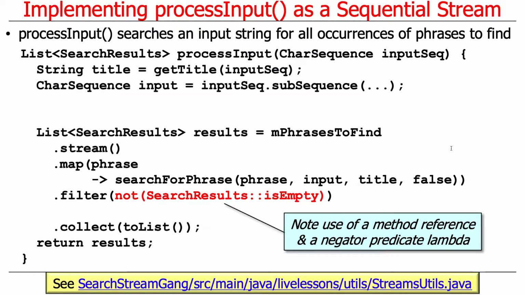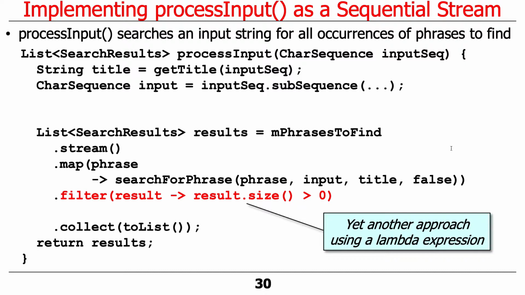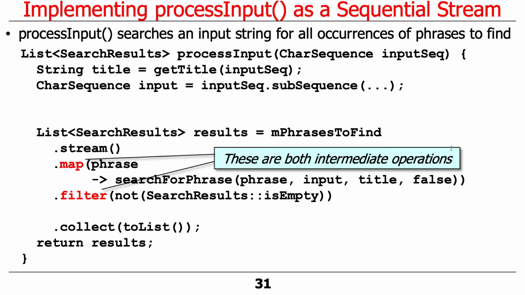There are a number of different ways to remove elements that are empty. So this approach I show here uses a method reference and a negator predicate lambda, which is used to negate this result. You could also do the same thing by casting isEmpty to be a predicate and then calling the negate method on it. That's another way to do that. And yet another way to do it is simply to write a little lambda expression that says, for each result, if the size of the result is greater than 0, allow it through, otherwise ignore it. So you're free to choose whichever approach you deem most appropriate. They all get the same result, and they probably all run the same way in terms of performance.